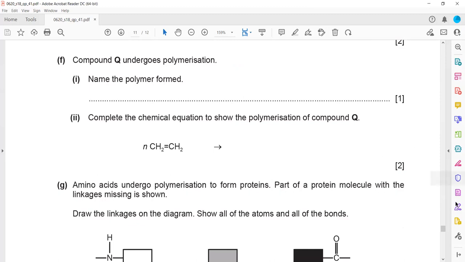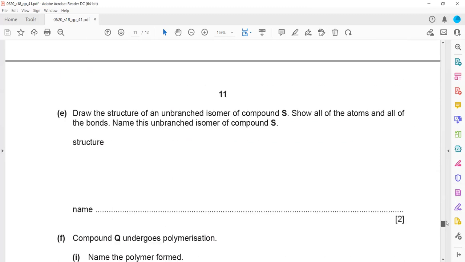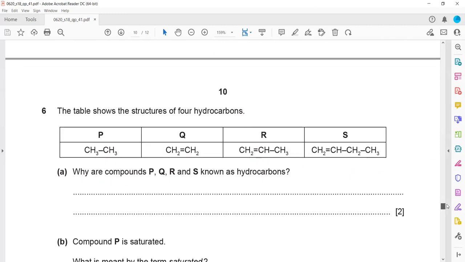So name the polymer formed. The name of the polymer is always after the monomer. So compound Q contains 2 carbon atoms, so that is why it is eth-, and it has a double bond, so ethene. If they react and form a polymer, the polymers are named after the monomer. So the name of the polymer will be polyethene.